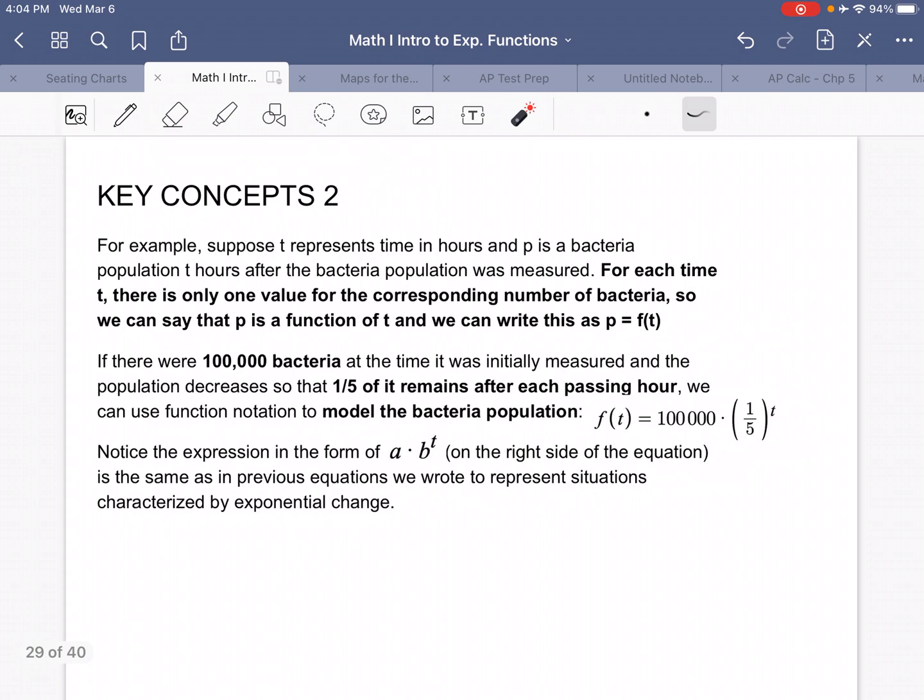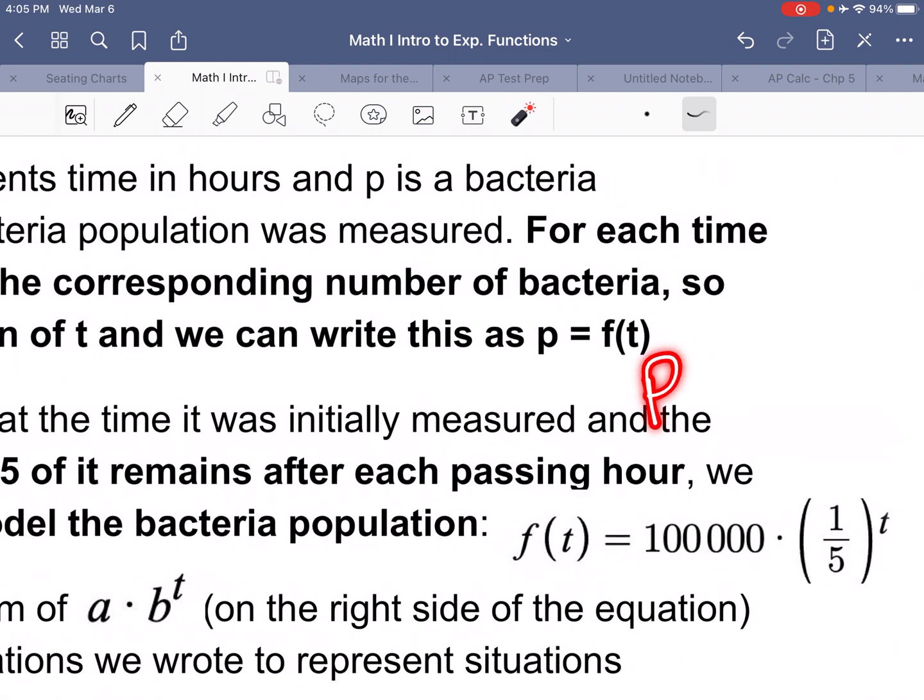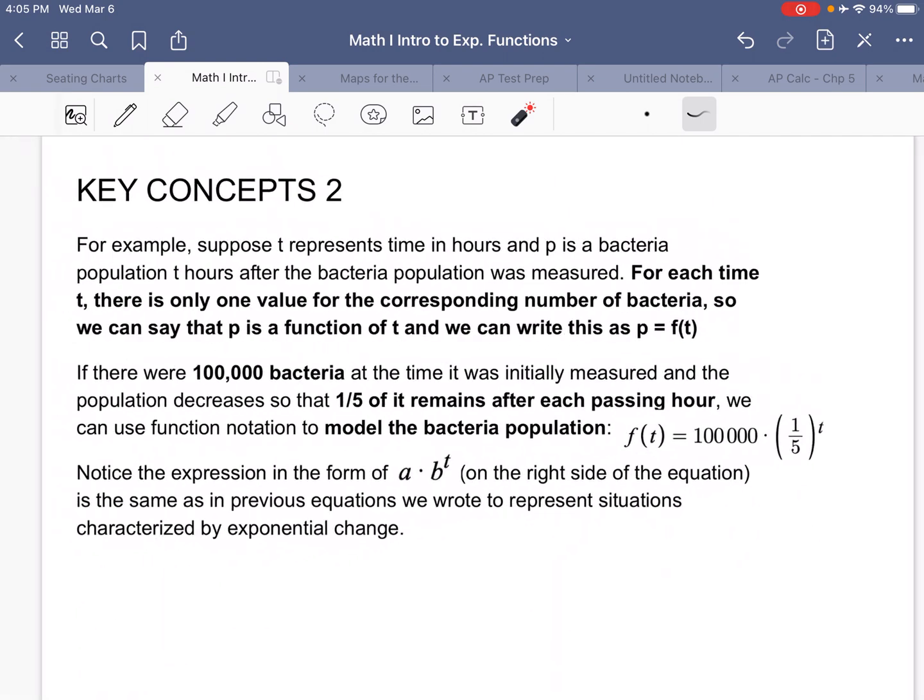For example, suppose T represents time in hours and P is a bacteria population T hours after the bacteria population was measured. For each time T, there's only one value for the corresponding number of bacteria. So we can say that P is a function of T, and we can write this as P equals f of T. The population is equal to a function f of T. We also could have just said, if we're looking for the population, let's just call it P of T, where that would just give us the population.